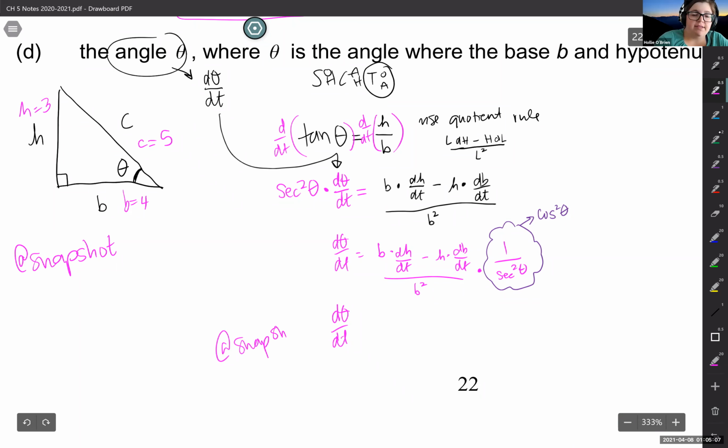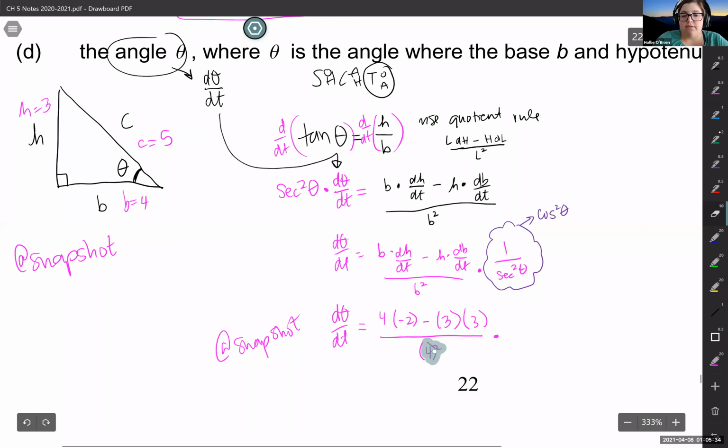So at the moment in time we're interested in, we know the base is 4. The change in height is, this is the one that's growing, so it's going to be 3. Nope, it's shrinking. Sorry, the base is getting smaller, so it's -2, minus our height, which is 3, times the change in base, which is also 3, all over our base, which is 4 squared. And then I have to multiply by whatever cosine squared is. So I have this box here. I've got to figure out what this is.